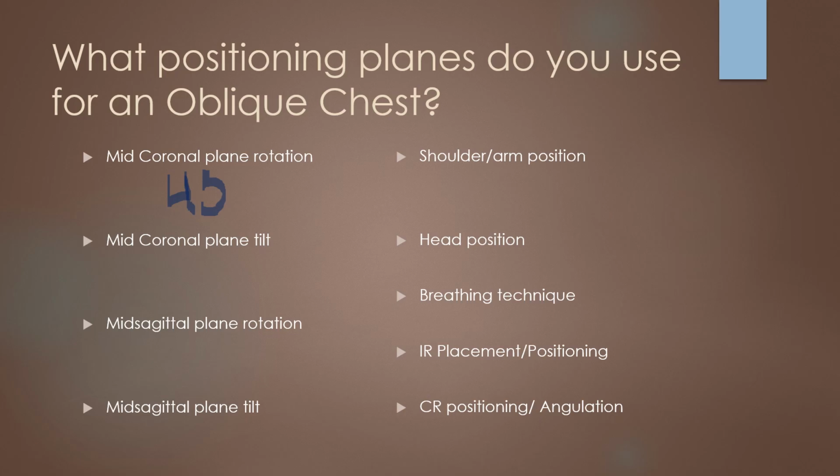Your central ray positioning is going to be perpendicular to the IR, and you're going to have it aligned with your image receptor with a perpendicular or 90-degree perpendicular positioning, so you have no angulation.